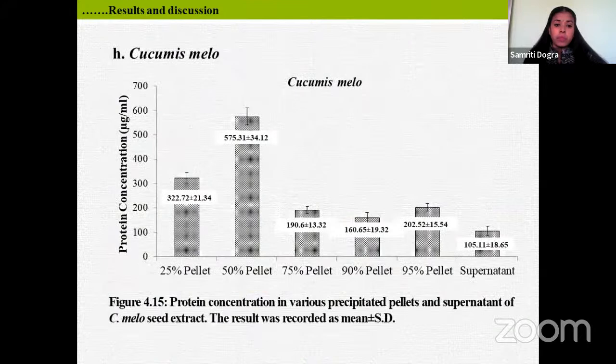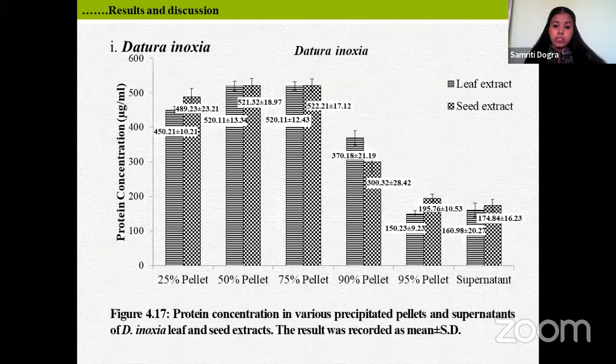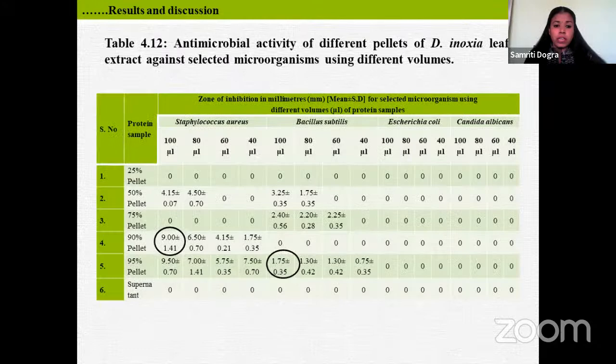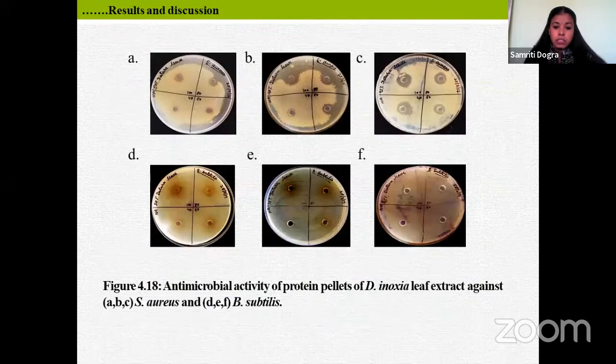Then next is melon, Cucumis melo, showing maximum protein in 50% and the activity against Staphylococcus aureus and Candida. So here are the zones of inhibition. Datura inoxia, in which I used the leaf and seed extract, showing the protein concentration maximum in the 50 and 75% in leaf extract. In case of seed extract, maximum at 75%. The leaf extract has activity against Staphylococcus aureus and Bacillus subtilis. Again, the seed extract showing activity against Bacillus subtilis. So these are the figures showing the zones of inhibition.